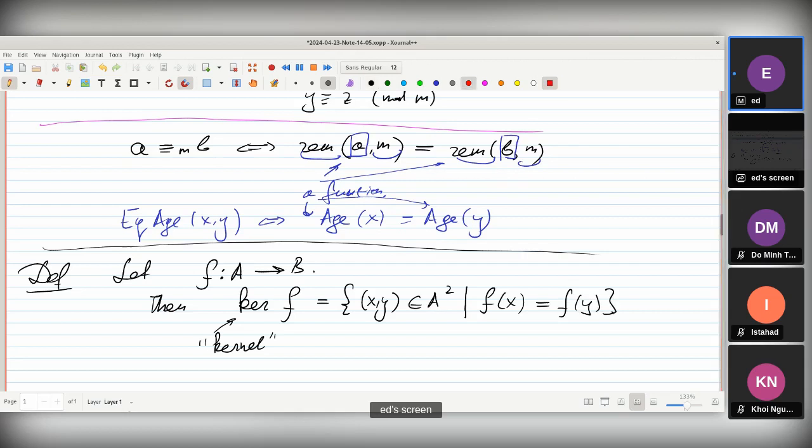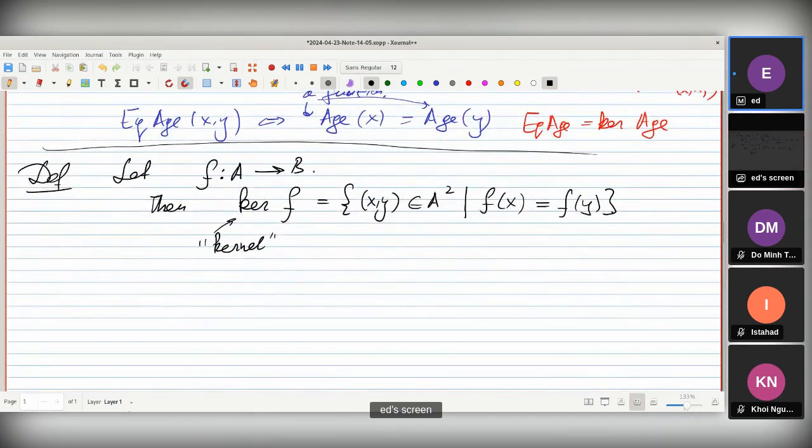So we may see that this binary relation, congruence modulo M, is just the kernel of which function? Of the function that maps every element to its remainder modulo M. H is the kernel of the function h, and so on. It appears that every equivalence relation is a kernel. But let us prove that.